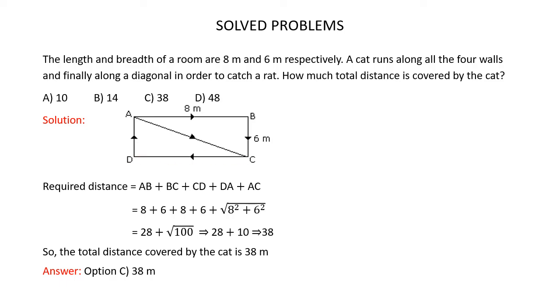So now we have the required distance as 8 plus 6 plus 8 plus 6 plus square root of 8 squared plus 6 squared. Now 8 squared is 64 and 6 squared is 36. So we have 28 plus square root of 100, which is nothing but 28 plus 10, which is 38. So the total distance covered by the cat is 38 meters. The correct answer is option C, 38 meters.